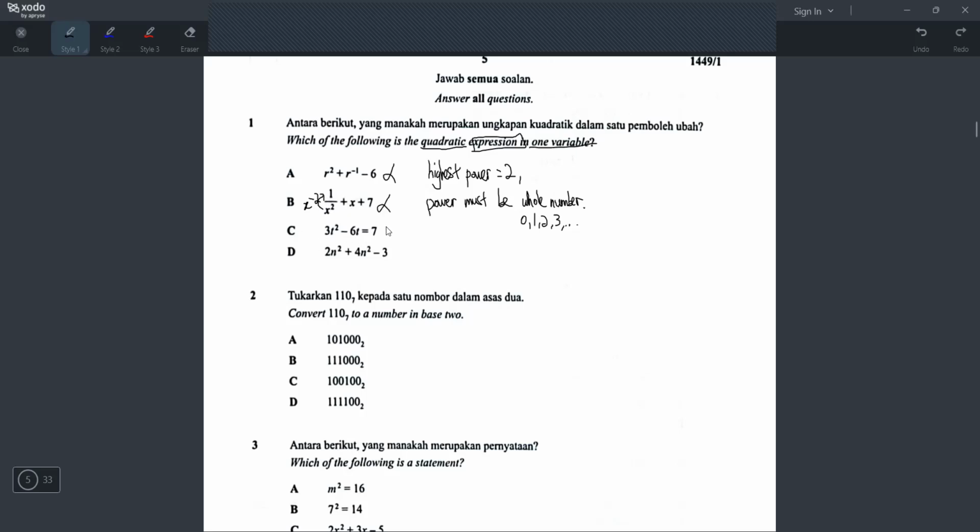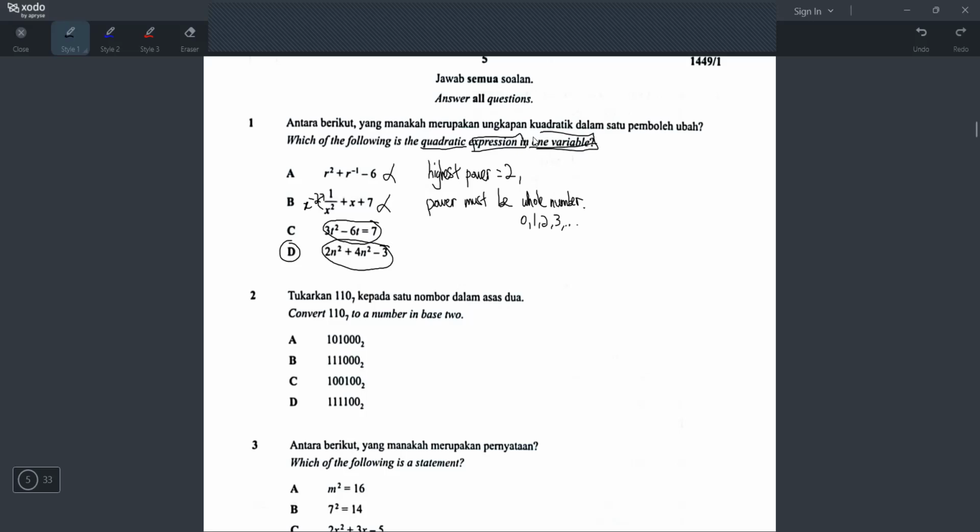What about C? Well, C is a quadratic. Okay, D is also a quadratic, right? So C and D are both quadratic, but which one is the correct answer? Okay, they want quadratic expression in one variable. What does it mean by expression? Expression means it has no equal sign. So the answer is D. D would be the correct answer. If C, we call it quadratic equation because they are the same on both sides. So we call it persamaan, quadratic equation. So D would be the answer.